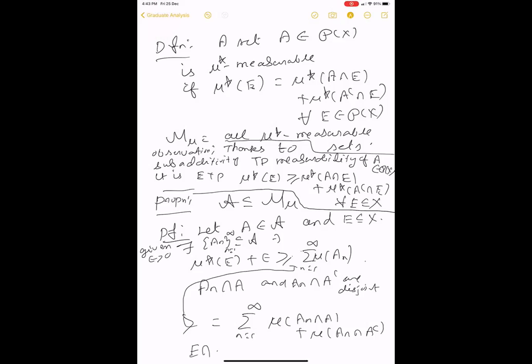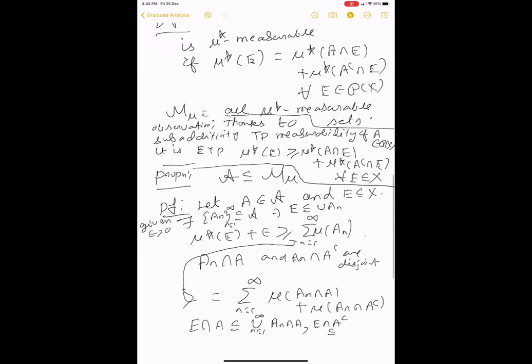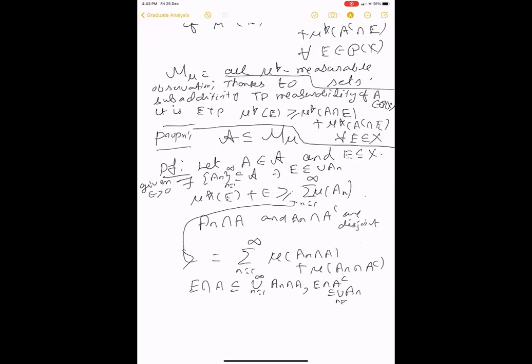Then we also have E intersection A is contained in the union over n of AN intersection A. Here, there exists AN such that, I forgot to write, E is contained in the union n equal to 1 to infinity of AN. Similarly, E intersection A complement is contained in the union of AN intersection A complement. So because of that, this is greater than or equal to mu star of E intersection A, and that is greater than mu star of E intersection A complement.